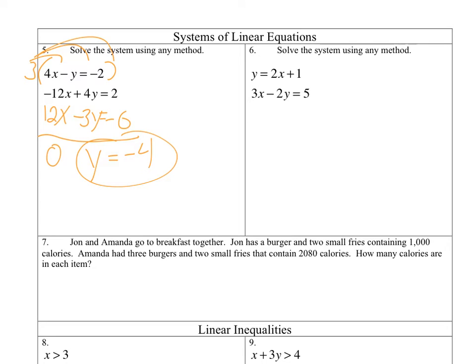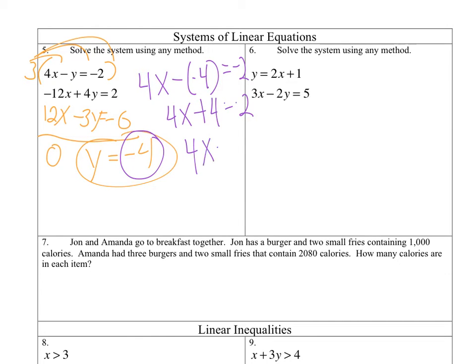Except we have to go back and solve for x now. Okay, I'm going to use the first equation because it looks a little bit easier. So 4x minus, instead of y, I'm going to write negative 4 equals negative 2. So 4x plus 4 equals negative 2. 4x is equal to negative 6, which means x is equal to negative 6 over 4, or negative 3/2.